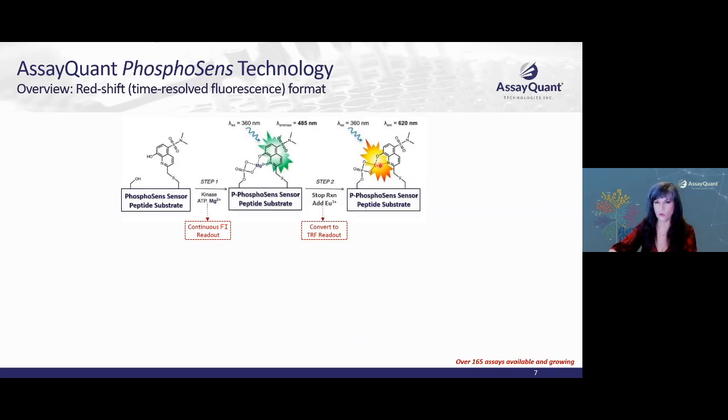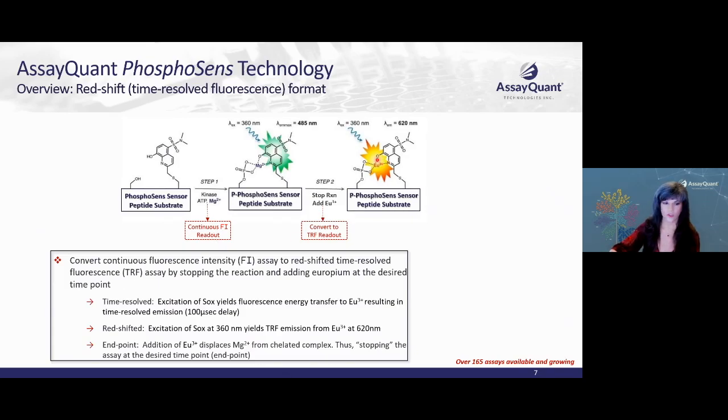So now what you will get is a redshifted assay where you excite the SOX molecule at 360. There's an energy transfer to europium, and now in a time resolved fashion, with a 100 microsecond delay, you're going to get a readout at 620, which is redshifted. So this is ideal if you've got autofluorescence, compounds that are autofluorescing.